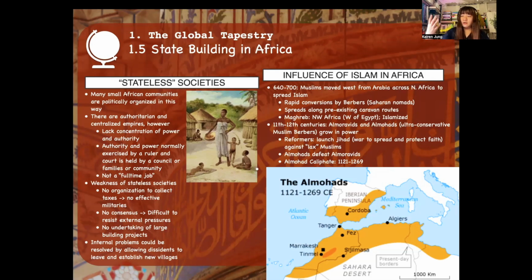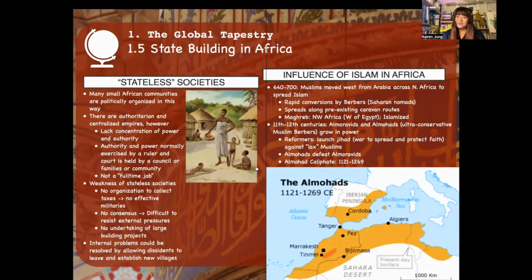This constant struggle between the secular world, the profane world, and the holy destination of our souls and the holy sacred world of Allah and everything that Allah commands. And so when you were a lax Muslim, they would be angry and they would sort of wage war against you. The Almohads defeated the Almoravids, and then you had the Almohad Caliphate spanning 1121 to 1269. And so you see the map there of the Almohads.